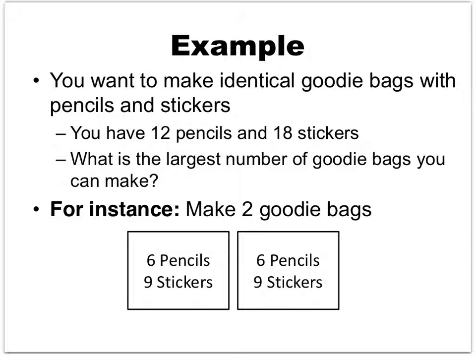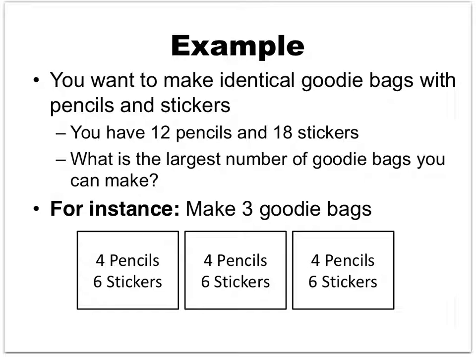Well, let's just start off with a for instance. We could, for instance, make 2 goodie bags. If we made 2 goodie bags, we'd put 6 pencils in each bag and 9 stickers. That would use all 12 pencils and all 18 stickers. So it's possible to make 2 goodie bags. Another for instance, we could make 3 goodie bags. If we made 3 goodie bags, we'd put 4 pencils in each bag and 6 stickers in each bag. So we'd use all 12 pencils, all 18 stickers. So there's another possible answer.